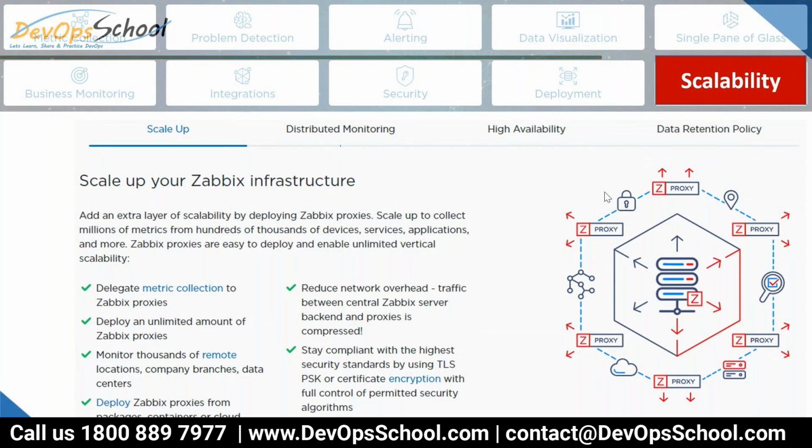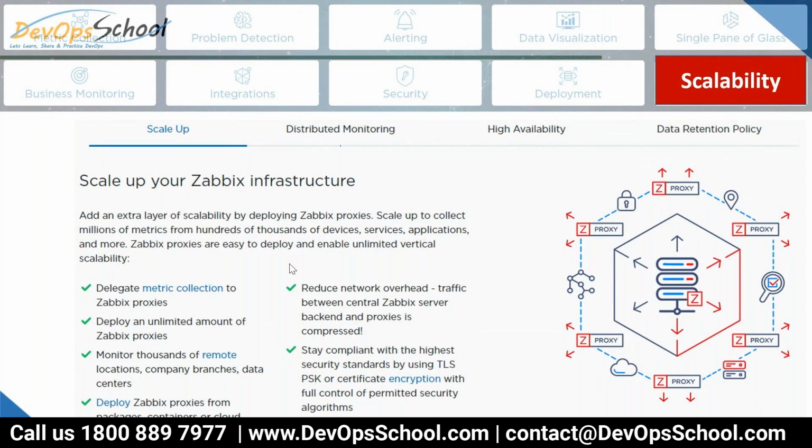Here you see, scale up to collect millions of metrics from hundreds and thousands of devices, services, applications, and more. Zabbix proxies are easy to deploy and enable unlimited vertical scalability. Vertical scalability means adding a number of servers, adding CPU. So like that.